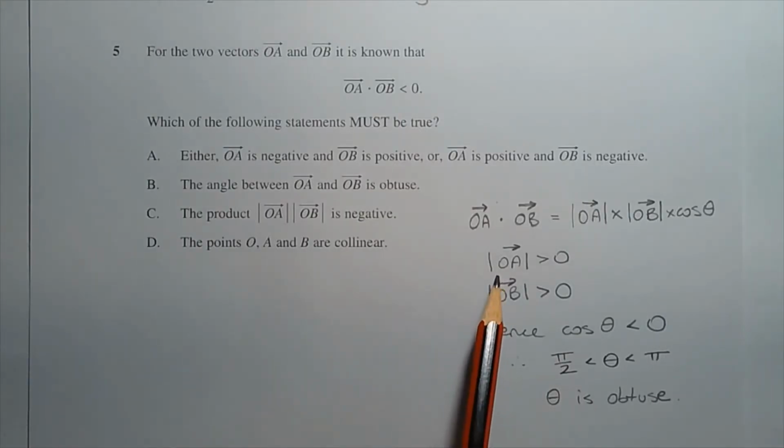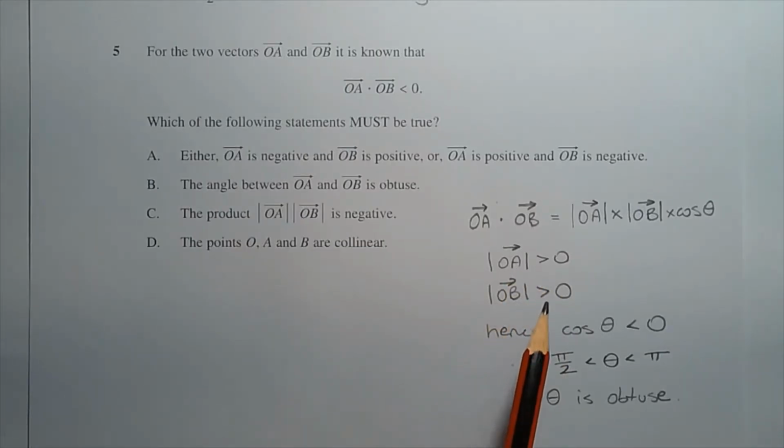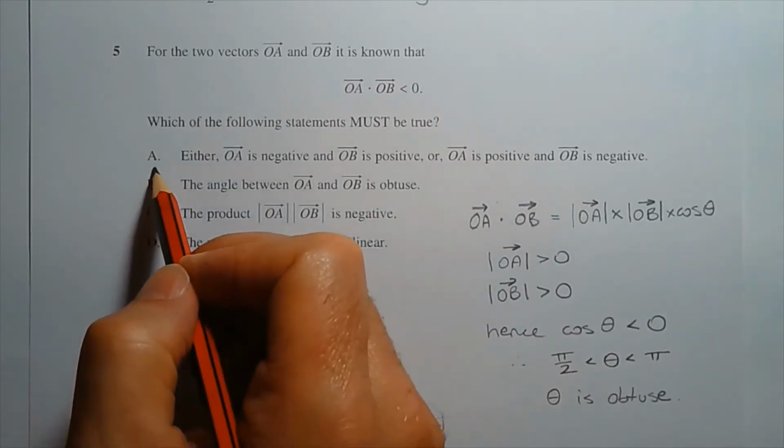Now the magnitude of vector OA is greater than 0. The magnitude of vector OB is greater than 0. Hence cos theta must be less than 0 since the dot product is negative. Therefore theta must lie between pi over 2 and pi, which means that theta is obtuse. Hence the answer is option B.